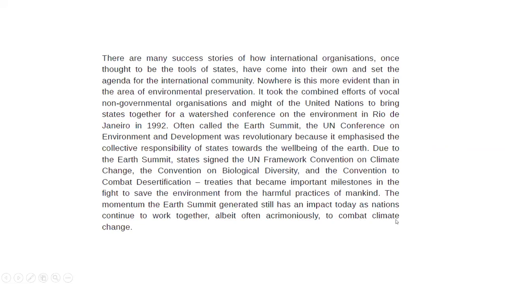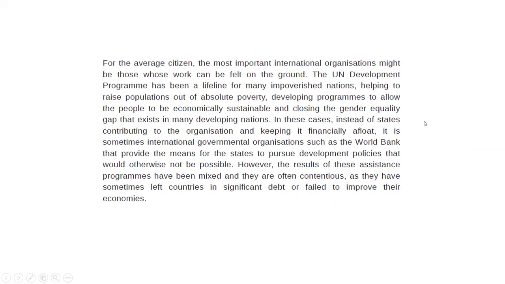So to combat climate change. For the average citizen, the most important international organizations might be those whose work can be felt on the ground. The UN Development Program has been a lifeline for many impoverished, or again, poor nations, helping to raise populations out of absolute poverty. They have nothing. Developing programs to allow the people to be economically sustainable or to take care of themselves. And closing the gender equality gap that exists in many developing nations.